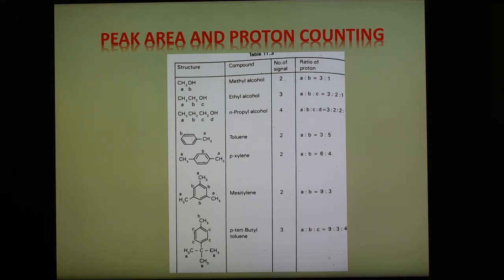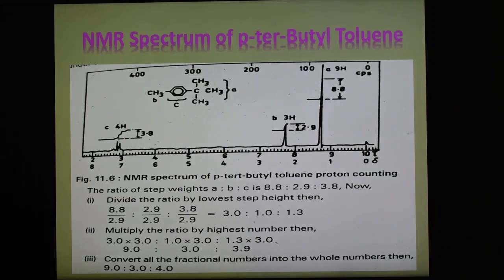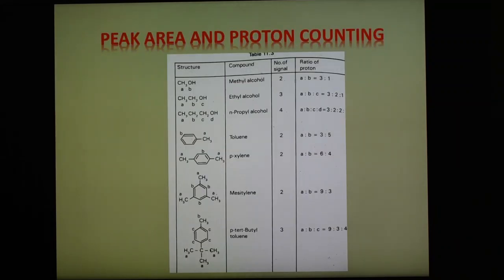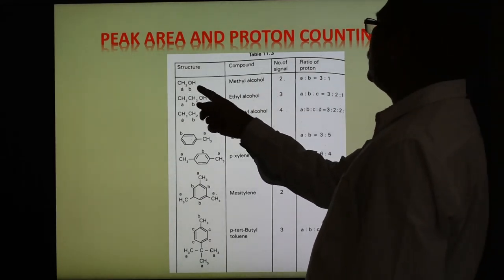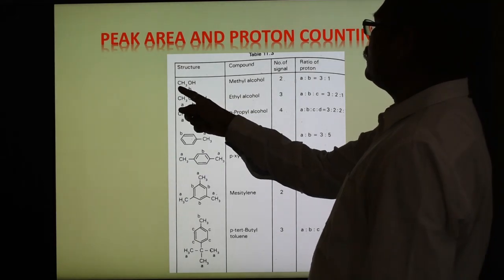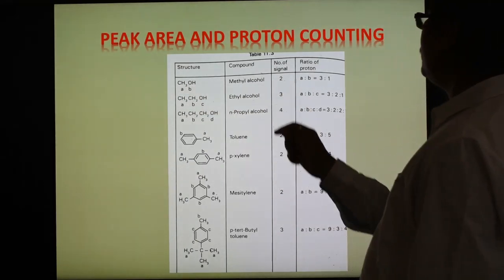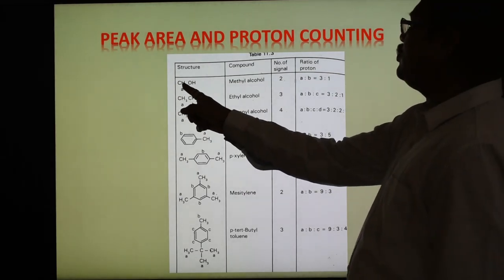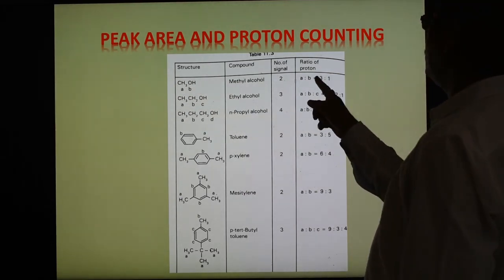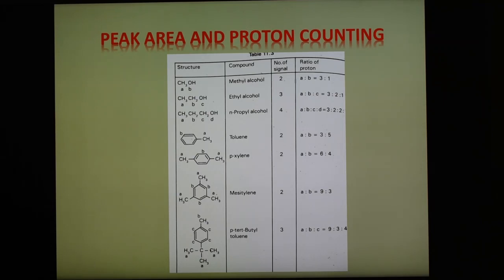So now another table shows the area ratio under the NMR signal. In the next slide, this is the table that shows peak area and proton counting. This is methyl alcohol, and two different protons are there, so two signals. The A group has 3 protons, and the other has 1, so the ratio of protons is 3:1.